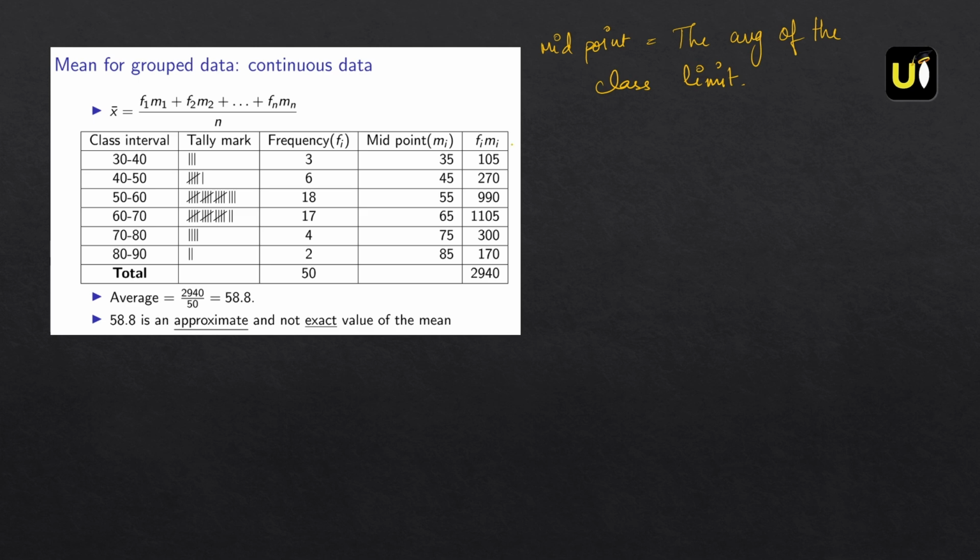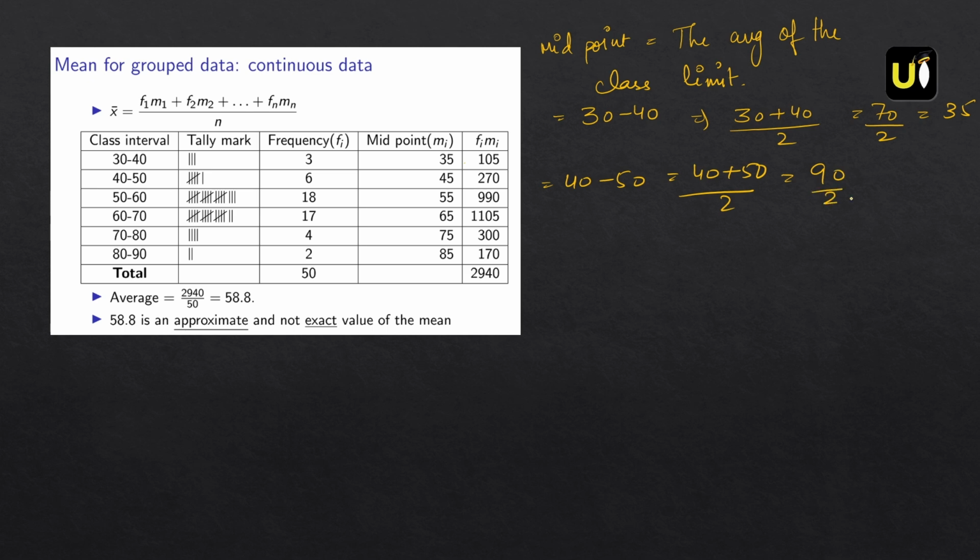Suppose in the first one we have 30 to 40. So here the midpoint will be 30 plus 40 upon 2. So that is 70 upon 2, this would be 35. So here the midpoint is 35. Similarly, we will have 40 to 50. So this would be 40 plus 50 upon 2, that is 90 upon 2, which is 45. So here we have a difference of 10.